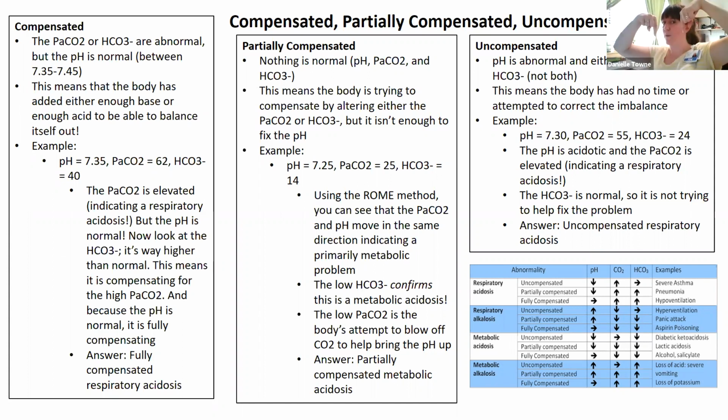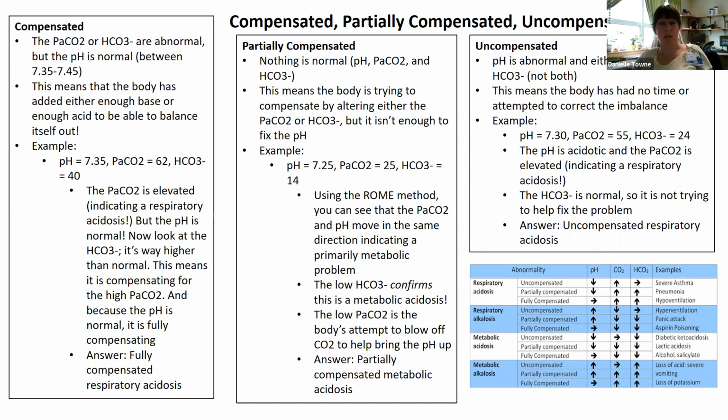CO2 is down. And what do you have when pH and CO2 are moving in the same direction? Metabolic equal, so you've got a metabolic problem. All right. So we know that it's primarily a metabolic problem. That low bicarb is telling us it's an acidosis, right? Because bicarb is base. So if we've got a really low bicarb, we don't have a lot of base. And if we don't have a lot of base, then we have an acidotic problem. Okay.